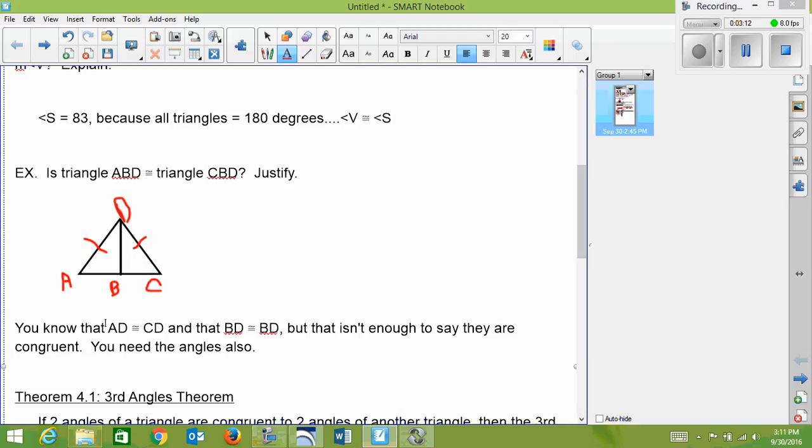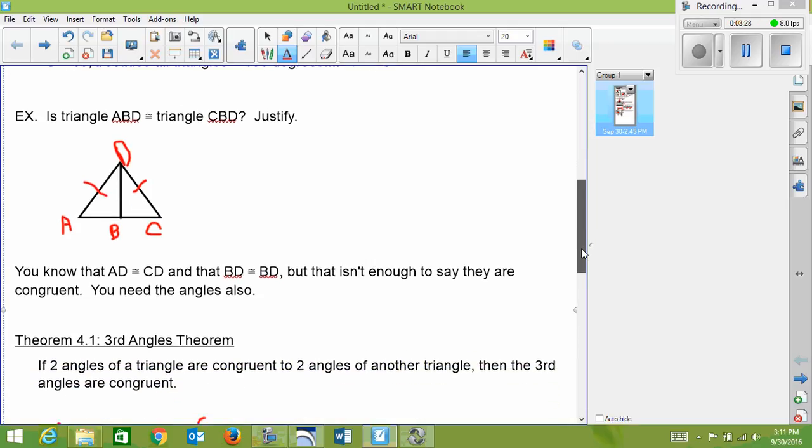You don't know that. So here's what I just said. BD equals BD and AD equals CD. That's not enough though. Plus you would have to know all three angles and be able to prove that corresponding angles are congruent. Theorem 4.1 is the third angles theorem. It says if two angles of a triangle are congruent to two angles of another triangle, then the third angles also have to be congruent. Again, kind of common sense. If you've proven two of them, you know that they all have to add up to 180, and so the third one would have to be equal also.